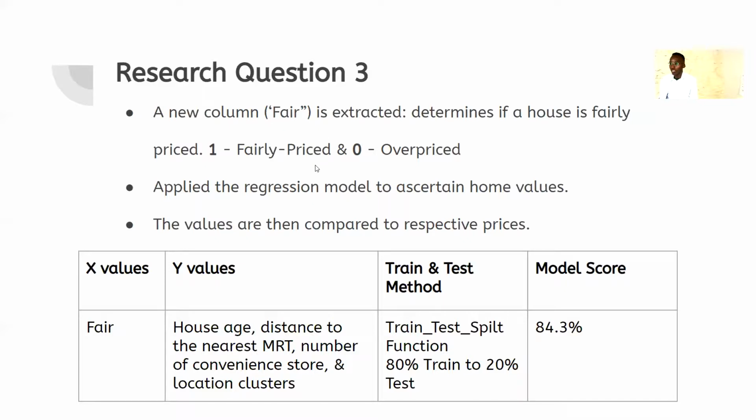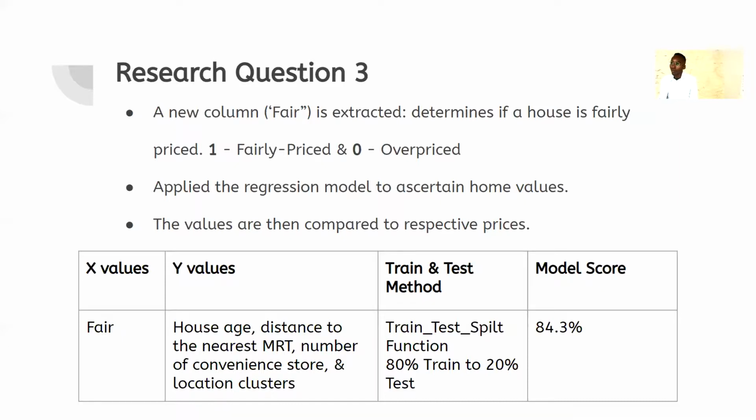And how are you going to determine if it's fairly priced or overpriced? You have to do some data cleaning and data analysis. First, we apply the regression model that we created in the primary research to ascertain home values. And then the values are compared to the respective prices that we already have in the data set to determine if a house is fairly priced or overpriced.